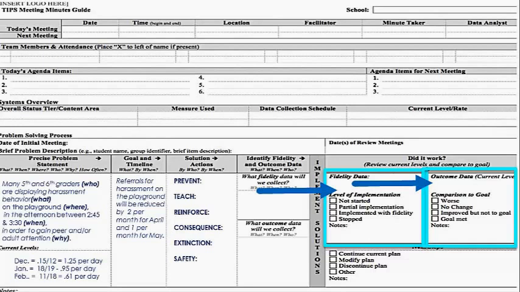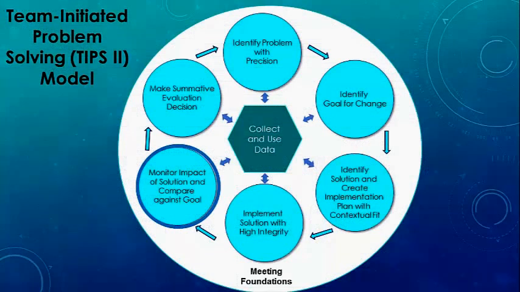And looking at the outcome. So when we set our goal initially, we want to use that to compare where we are then with where we are now. So where are you? Did it get worse? There's no change or improved, but not to goal, or did the goals get met? And then you'll see that this is a circle within circles, which I love all the time because they're never ending. And that's when we make summative evaluation decisions. And we do that because we need to know what's next.